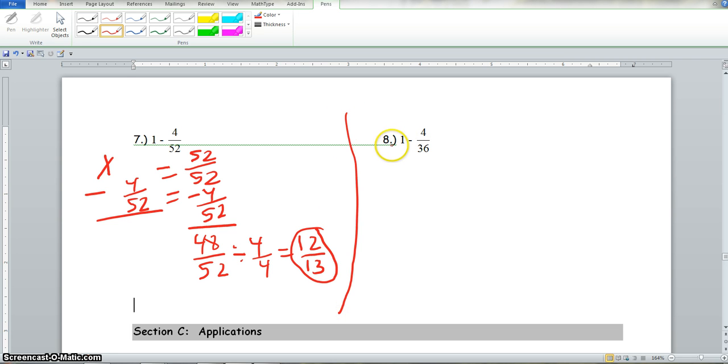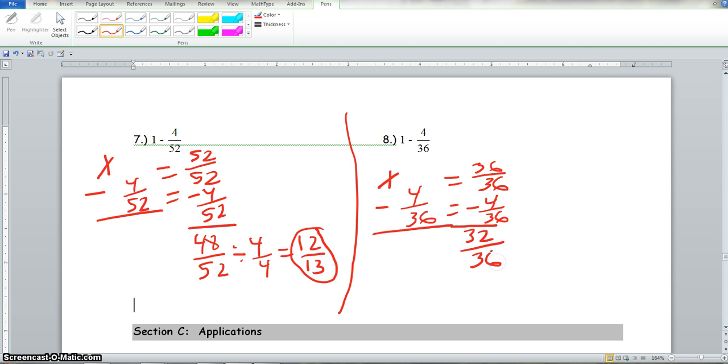Now we go to this problem here, number 8, 1 minus 4 over 36. Now we have the same problem. We still have an integer with no fraction, so we have to borrow from it. Now, the fraction that we write would deal with this denominator here. So this one will become 36 over 36 minus 4 over 36. 36 minus 4 is 32, and your denominator remains 36. So you divide the numerator and denominator by 4, and that'll give you 8/9.